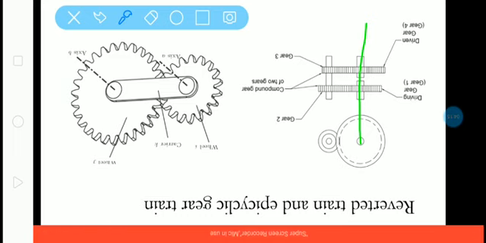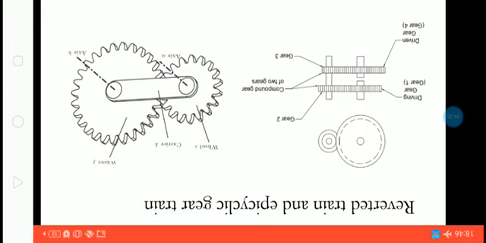In a compound gear train, when the first and last gears, or driver and follower, are coaxial, it's called a reverted gear train. Now you see again, gear 1 rotates. What happens? Gear 2 will rotate, but gear 2 and 3 are on the same shaft, so gear 3 will also rotate with gear 2. When gear 3 rotates, gear 4 will also rotate. And finally, the last and important type is the epicyclic gear train.